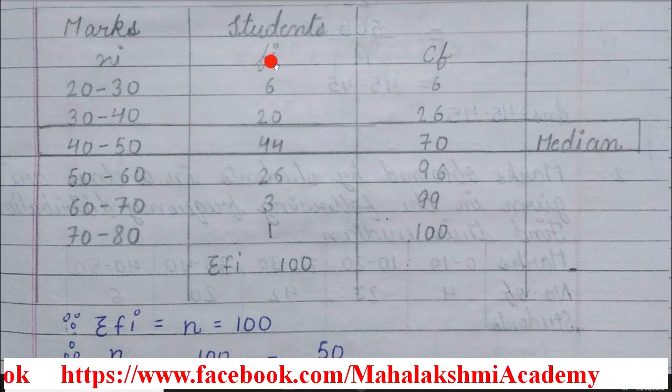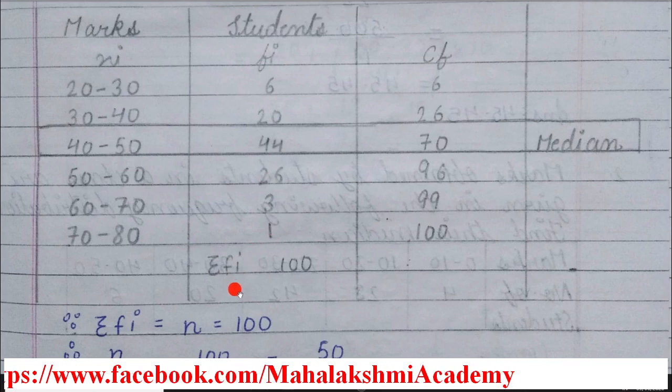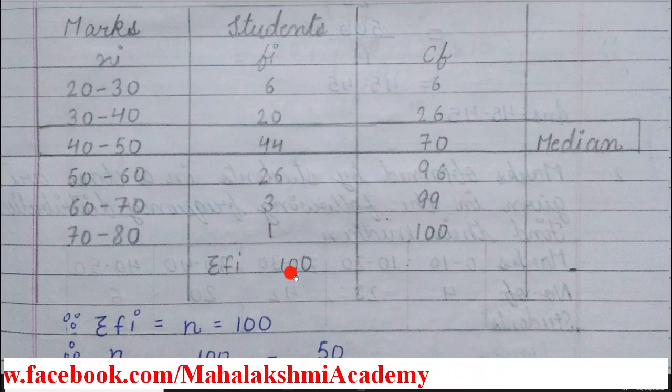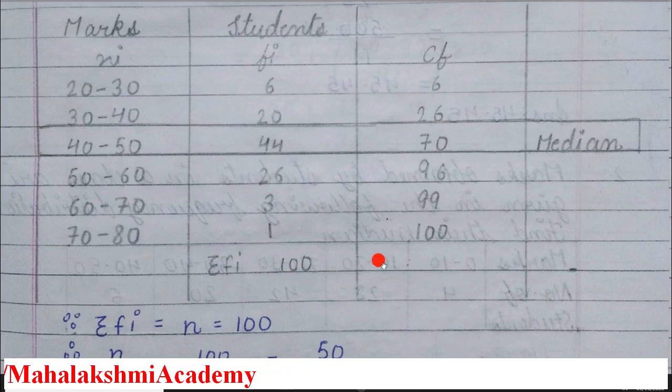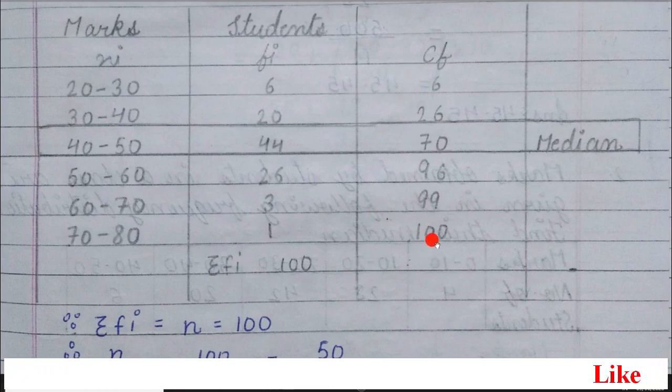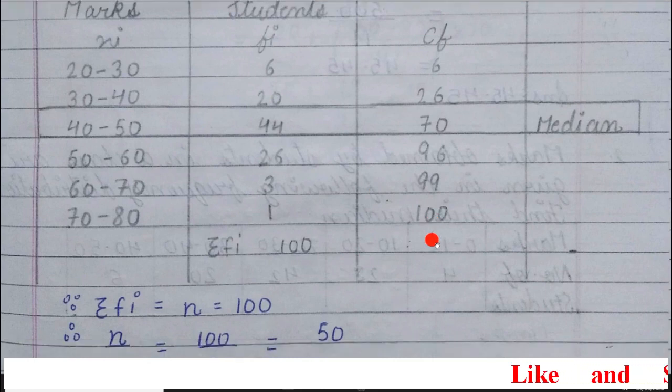Now add the Fi column also, that will give you sigma Fi. Sigma Fi here we obtained as 100, and you can cross check that if your sigma Fi and the last data of the CF column are the same, it means your calculation is correct. Now after doing this, we are starting the process.